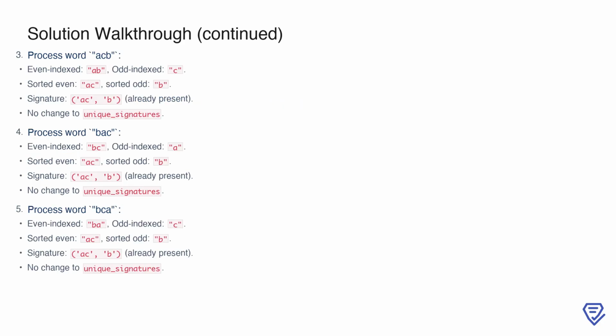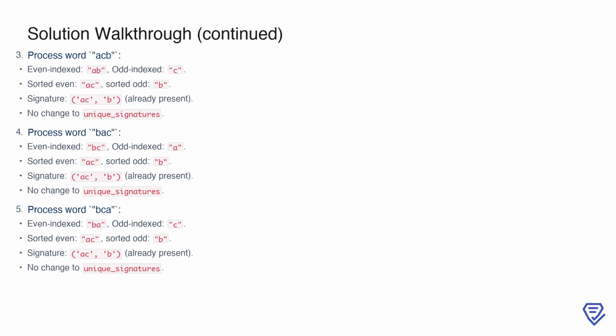For the word ACB, the even-indexed characters are AB, and the odd-indexed characters are C. After sorting, the even part becomes AB and the odd part becomes C, yielding the signature (AB, C). Since this signature is already in the set, no changes are made. Similarly, for BAC, the even-indexed characters are BC, and the odd-indexed characters are A. Sorting results in the same signature, (BC, A), which is already in the set, so no updates are needed.